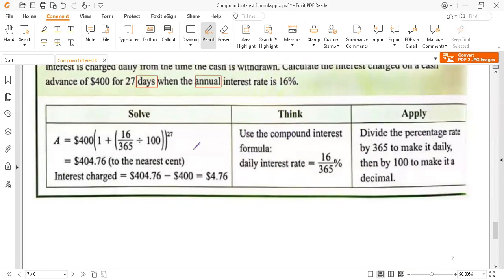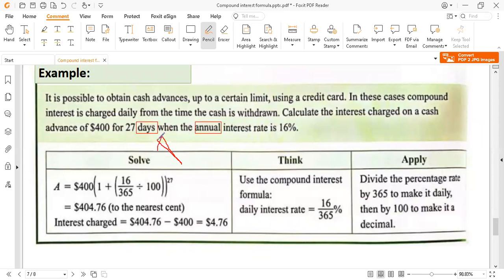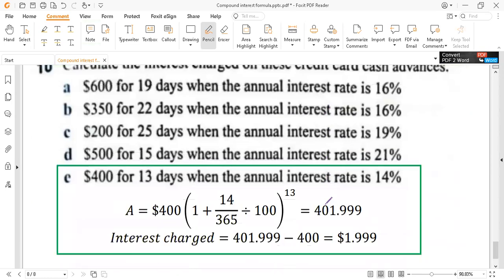Also, for the same idea, when we have days, we should recalculate the rate per annum in days. For 16% per annum, per day it is 16 divided by 365 percent. Again we divide by 100 to obtain big R, so big R is all these terms together. And we also put 27 as the compounding period in days, and so on.